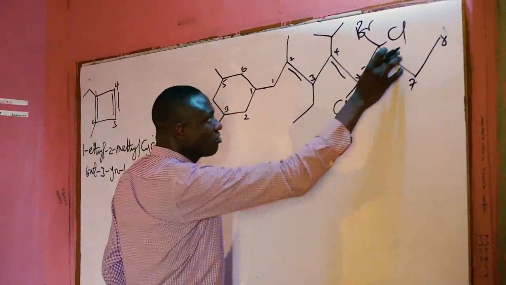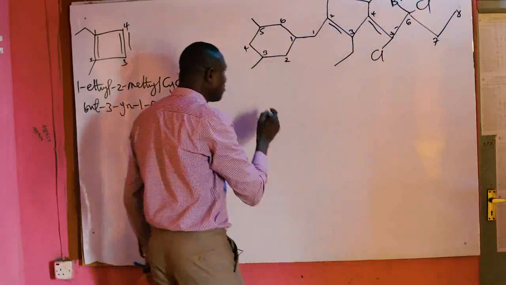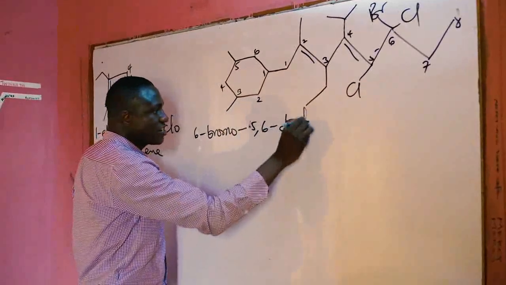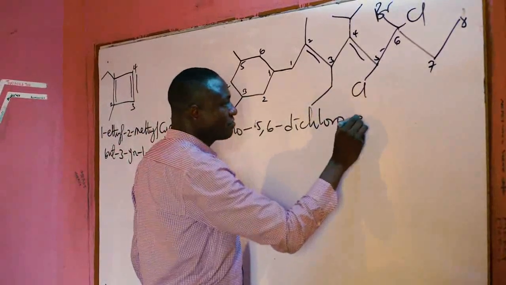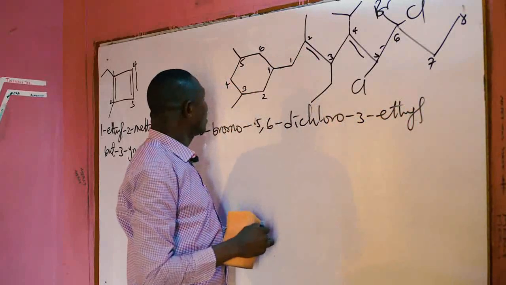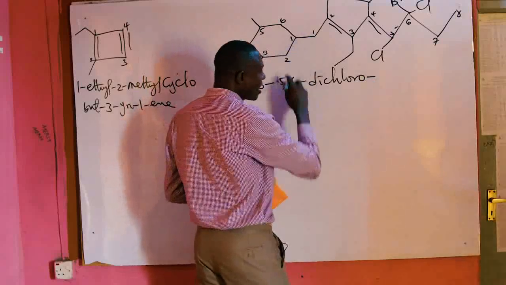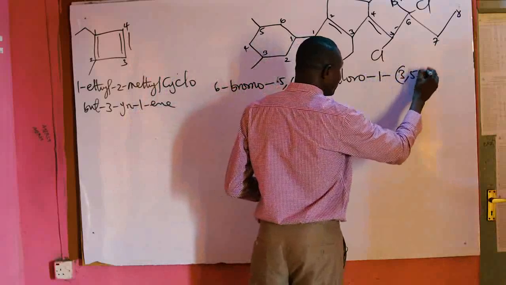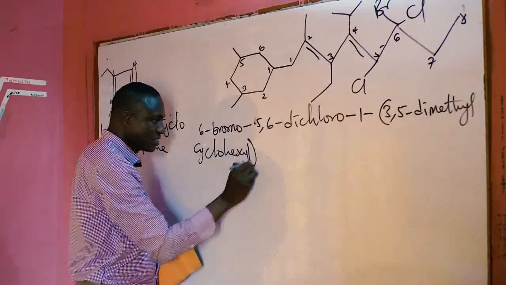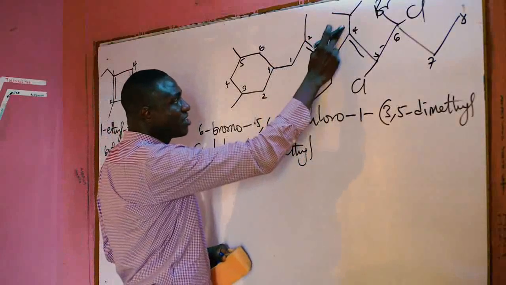Alphabetical order. This is a bromo, this is a chloro, this is isopropyl, or one-methylethyl group. Then this is an ethyl group, then a methyl group. Bromo first, we have 6-bromo, 5,6-dichloro, then ethyl, we have 3-ethyl. After that, we have a methyl, we have cyclohexyl, so that must come before ethyl. The cyclo must come before hexyl. How do we name that? On carbon 1, 3, 5-dimethylcyclohexyl. Then we now have the ethyl group, 3-ethyl. What again? We have methyl, we have isopropyl.